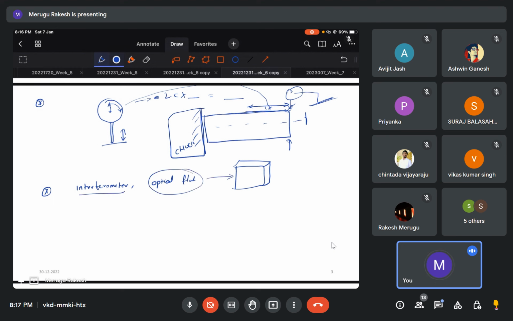And interferometer, I don't exactly remember the working principle, but can you name any device under this interferometer? Because this optical flat is one of the instruments that actually works on the principle of interferometry.